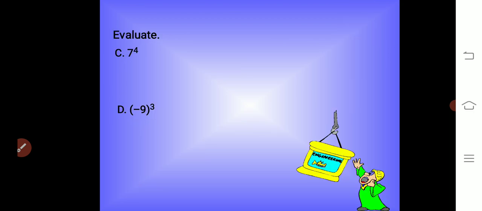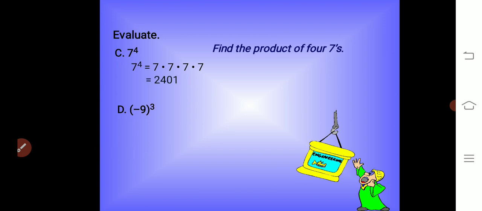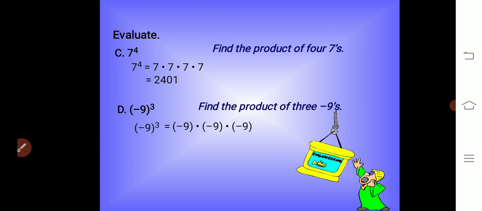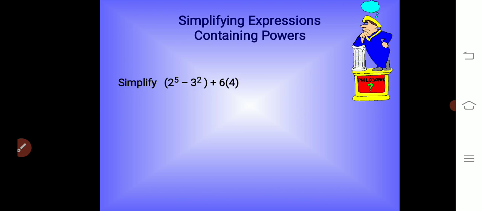Evaluate. So another example, evaluate C, 7 to the power of 4. Find the product of 4 sevens. So the answer is 7 times 7 times 7 times 7 equals 2401. And D, negative 9 to the power of 3, or to the power of cube, equals negative 9 times negative 9 times negative 9, and the answer is negative 729.